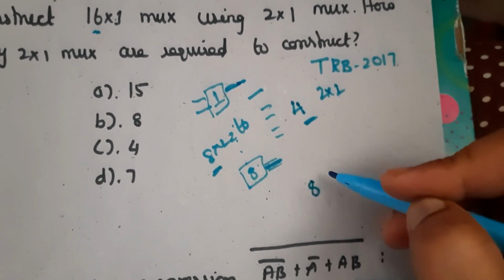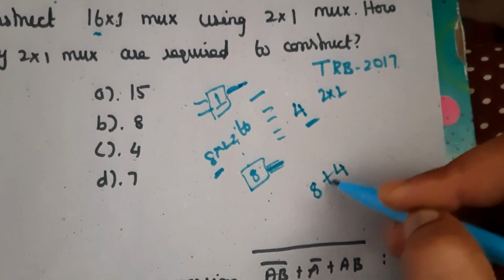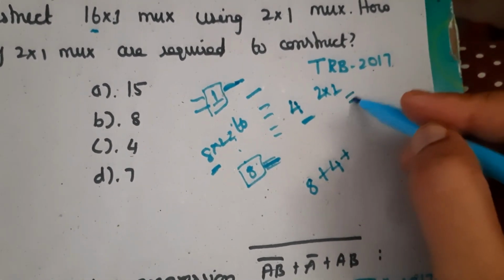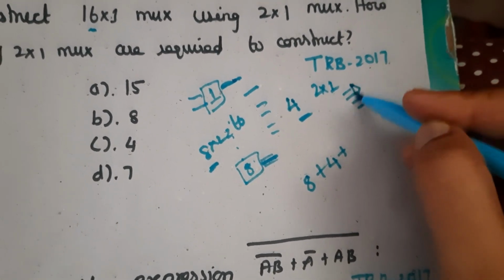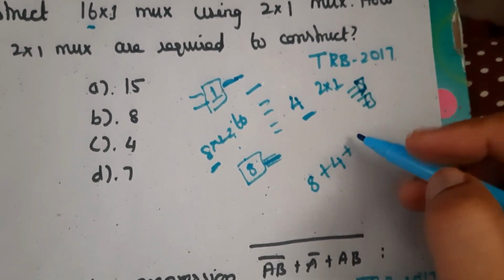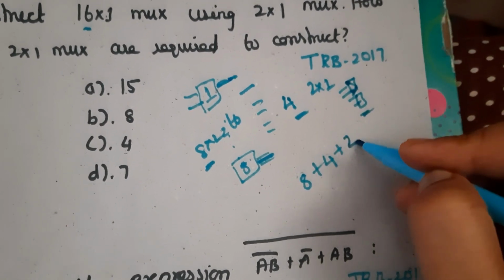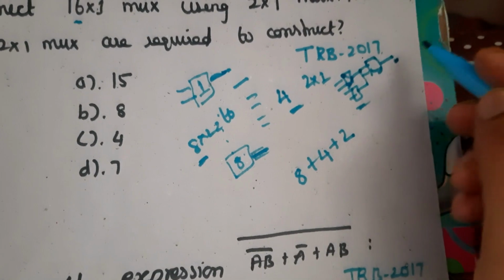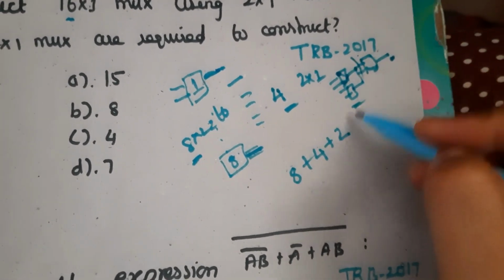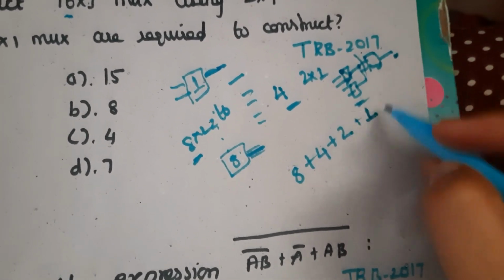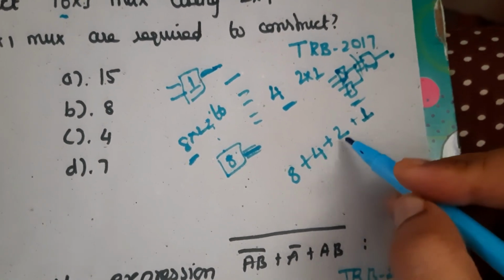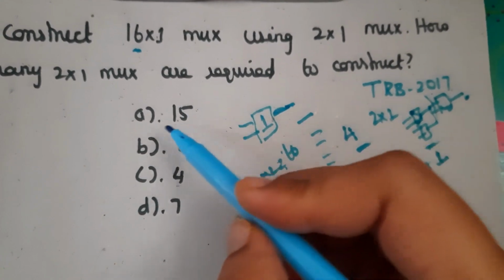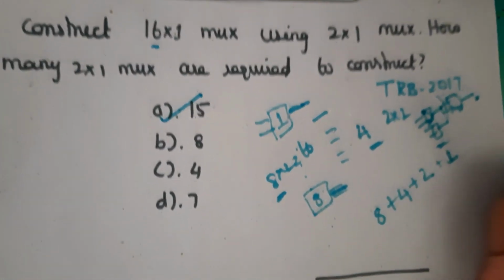So first we get 8, next we get 4. So 4 mux means it will provide 4 outputs. So it requires 2 mux. So in this stage we require 2 mux. Again these 2 mux are given to 1 mux to get the final result. So in the final stage we require 1 mux, 2 cross 1 mux. So total 8, 12, 14, 15. So totally 15 2 cross 1 mux are required. So here the answer is A.